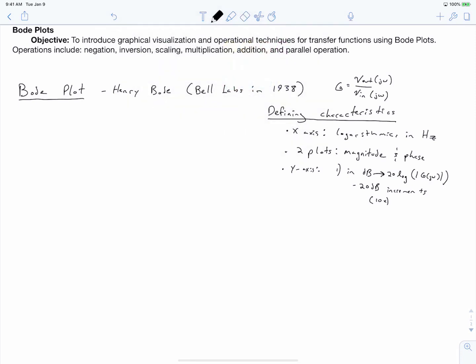The second y-axis is going to be a representation of our phase angle between our input and output signals. And this is going to be in units of degrees. And so we'll label this y-axis in units of 45-degree increments. And we'll plot it over the range of negative 180 degrees to positive 180 degrees, which gives us a full 360-degree representation. So let's now sketch a Bode plot.